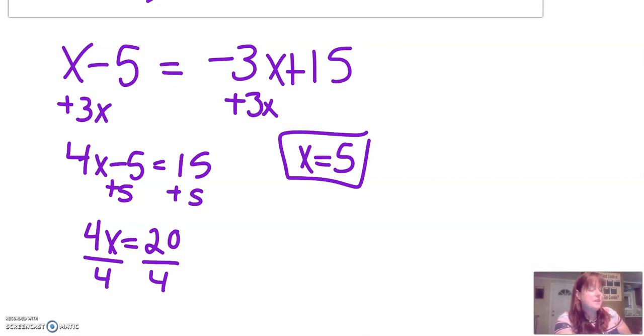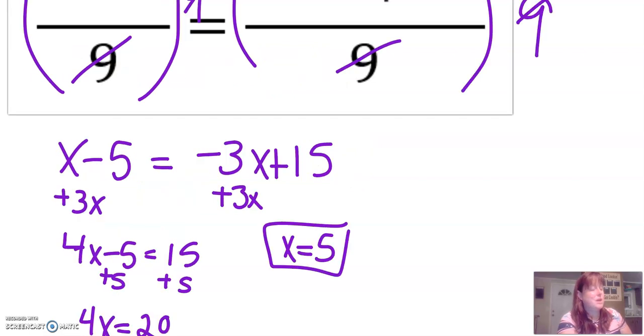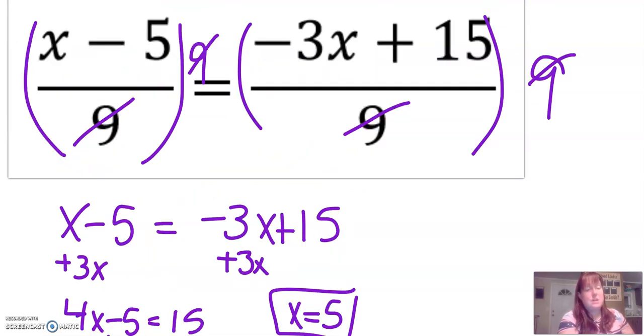The one thing that happens every so often is we get a number that it can't be because it would make a 0 in the denominator. So always check that. But truly, most of the time, the numbers we get work. So if I came back up here to the top and I put 5 in here, I get 5 minus 5 is 0 divided by 9 is 0. And then negative 3 times 5 is negative 15 plus positive 15 is also 0 divided by 9 is 0. So does it work out when I put 5 in here? It absolutely does. So the answer is x equals 5.